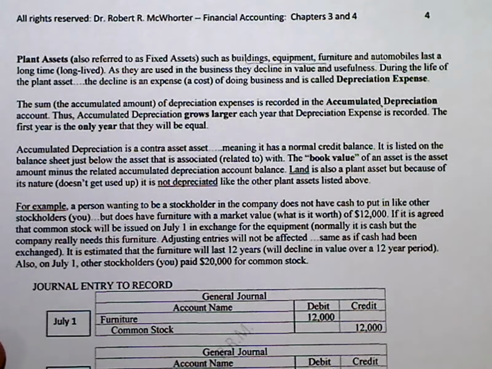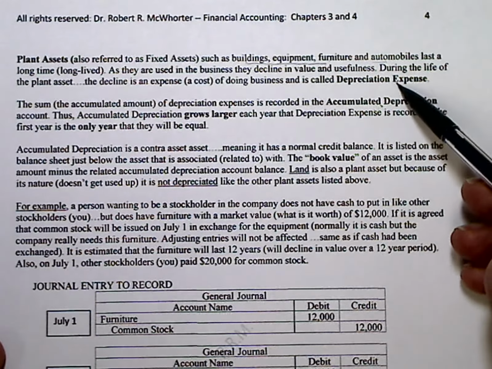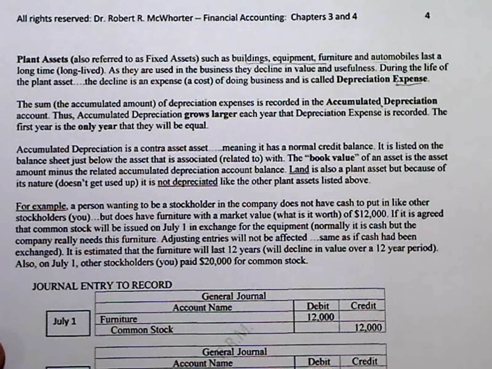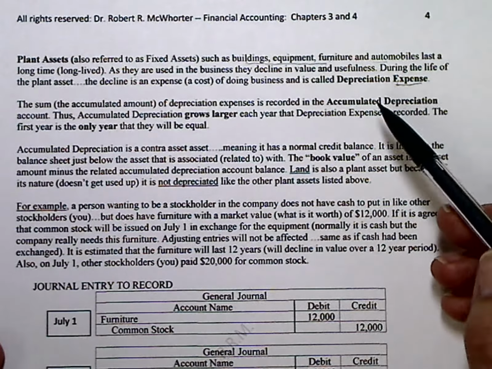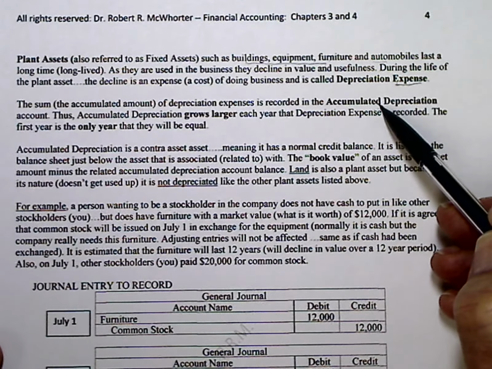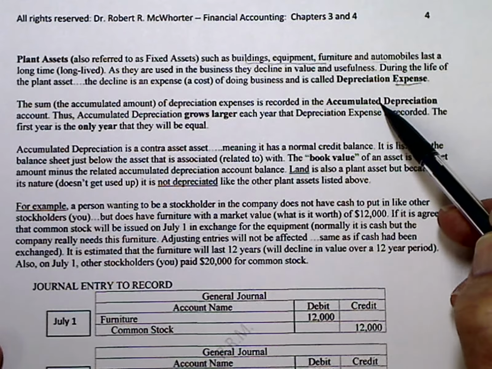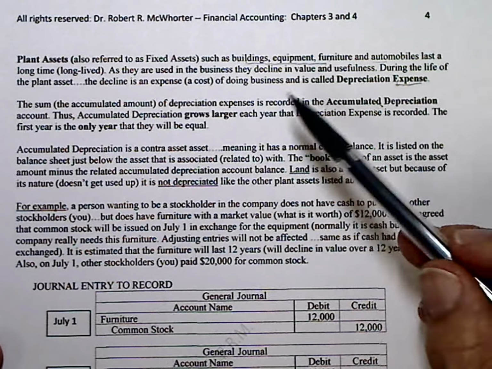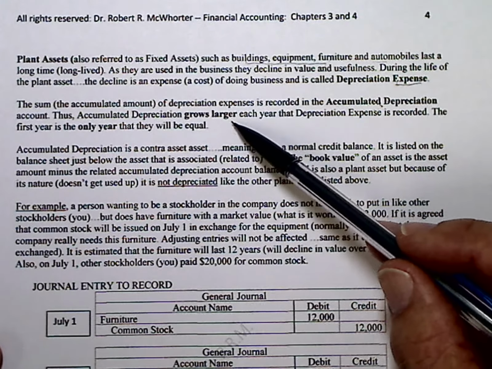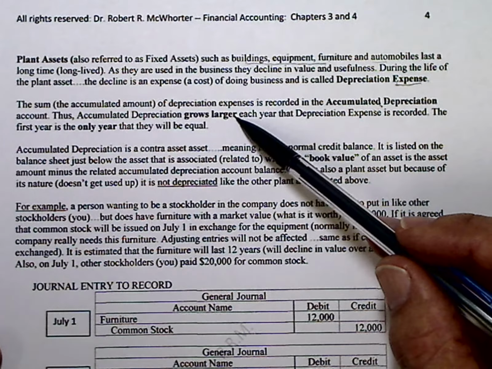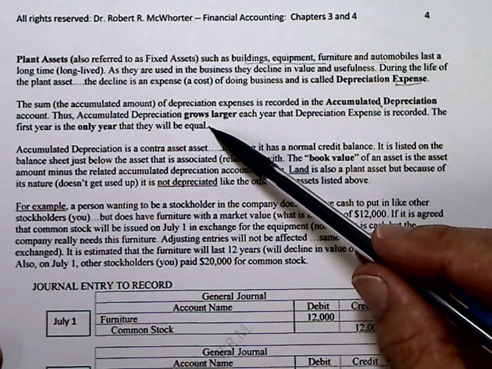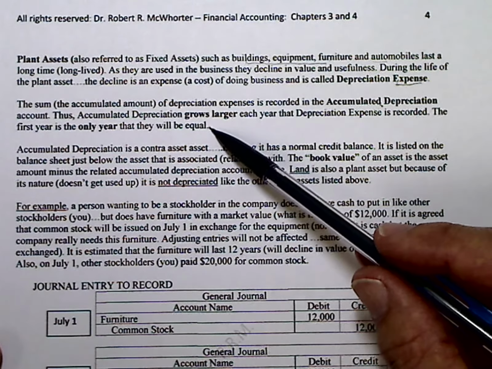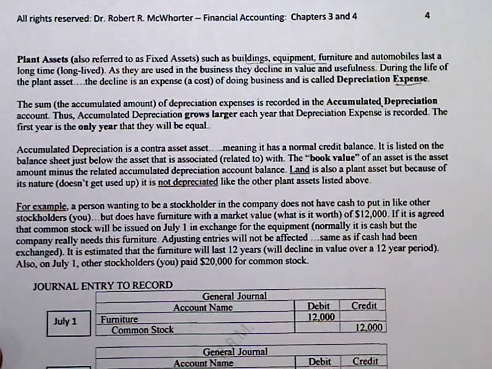And so what we do is we use 2 accounts, depreciation expense, to get an expense on the books for our estimated decline, wear and tear, using up our valuable assets, and we keep track of how much we've taken over the time. This way, at some point, we'll know when to stop. So what happens is accumulated depreciation will grow larger and larger and larger each year. Only the first year will the two accounts be equal to one another. This will continue to grow larger and larger.